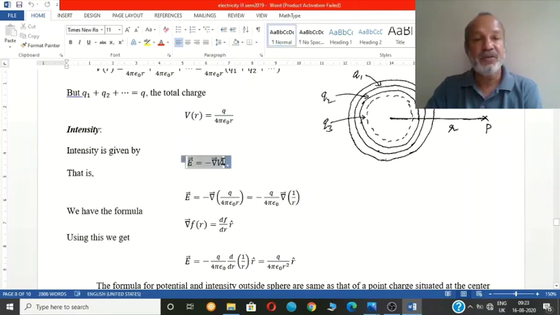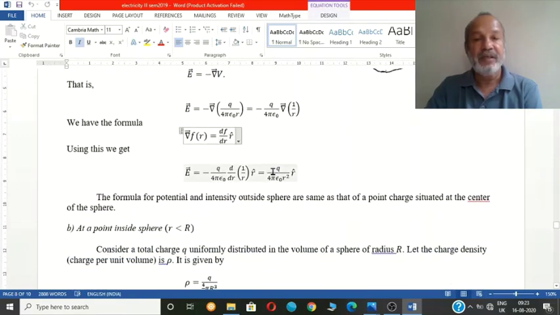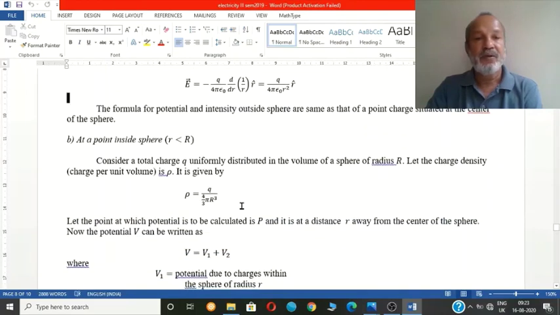The intensity also you can calculate in a similar manner, and we get the intensity due to a point charge, which in vector form is given by q by 4 pi epsilon 0 r square into r cap. Now, the potential inside the sphere is a little involved calculation that I will discuss now.